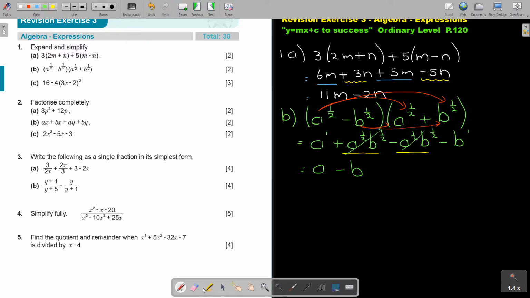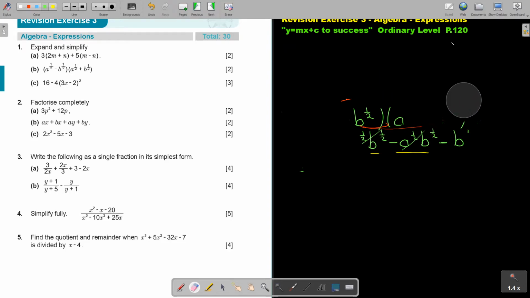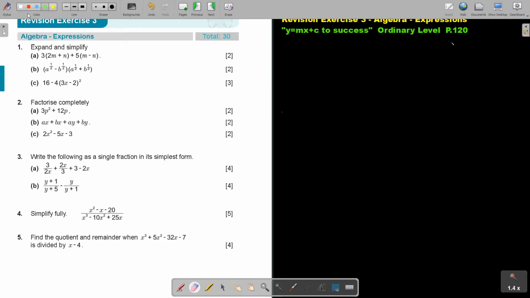I think I'm going to make a little bit of space for number C because I'm going to do it a little bit long. Number C. So it's 16 minus 4 times (3x minus 2), and this is squared, so be careful. You cannot multiply that in. You first have to do the square before you can multiply. So I prefer, you can even put a square bracket there and say I focus first. But don't just write that. Rewrite everything from the beginning.